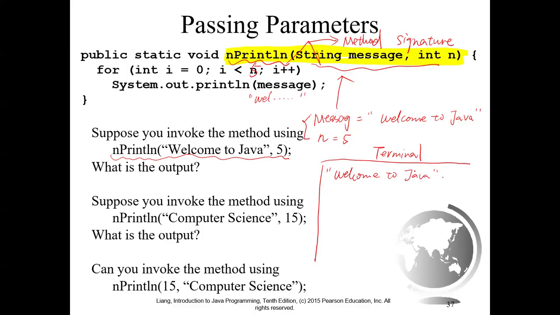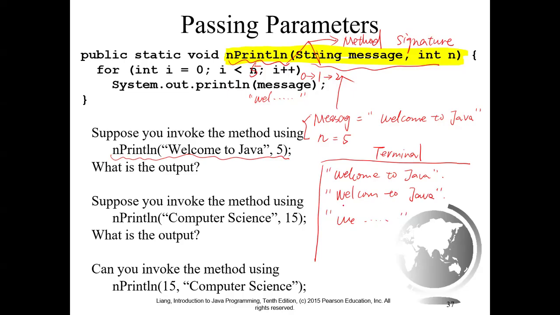Once we have done with the first printed message, i will increase by 1, from 0 to 1, right? So 1 is still smaller than 5. That means we still have to execute the for loop body, the System.out.println of the message. And that means we will write another welcome to Java. After that, i will increment from 1 to 2. And 2 is still smaller than 5, right? We still have to execute the for loop body. So in this case, another welcome is going to be printed.